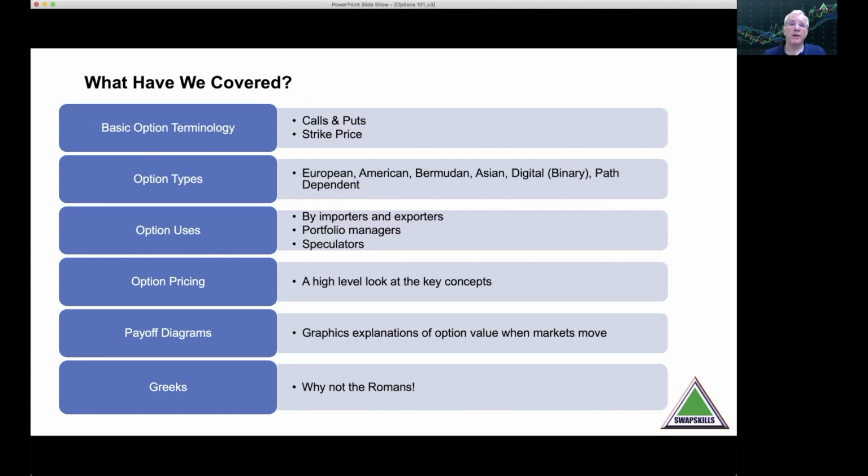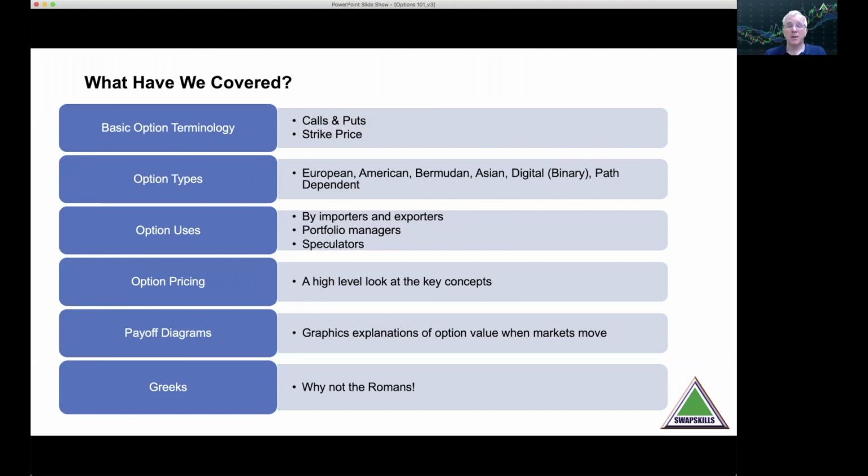Let's recap what we've actually covered in this module. We've looked at the basic terminology of options: calls, puts, strike, dates. We've looked at the different types of options: European, American, Bermudan. We didn't cover path dependent. We looked at Asian and digital. The reality, we said, is most of you will come across just European options, one call, pretty straightforward. We've seen why they're used by commodity speculators, equity derivatives portfolio managers, or maybe in trade finance, where you're looking to protect the cross-border value, which could be impacted by currency movements.